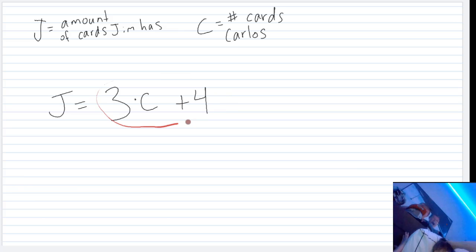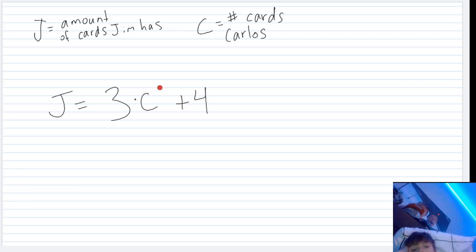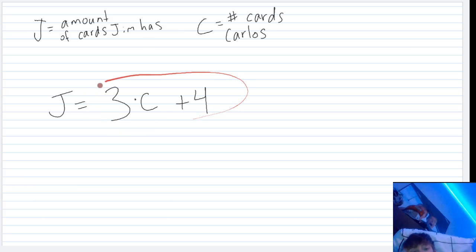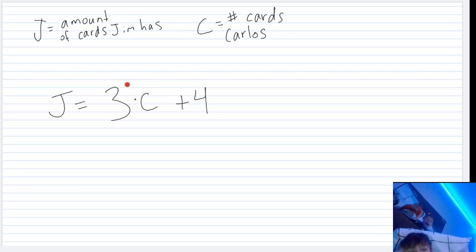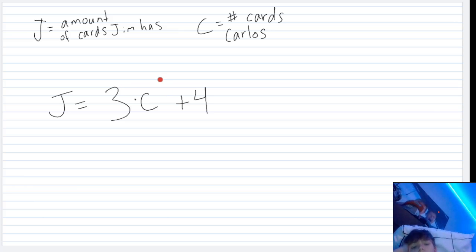7. Right, okay. What if Carlos had 2 cards? 14. Walk it through the process. 3 times 2 is 6 plus 4 is 10. All right. So if Carlos has 2 cards, how many cards does Jim have? 10. Wait, say 2 cards? Yep. Carlos had how many cards? 2? Yep. He'd have 10. Right, okay. If Carlos had 10 cards, how many cards would Jim have? If he had 10 cards, he'd have 34. Good. Does that make sense?